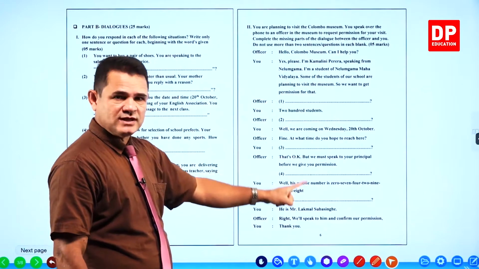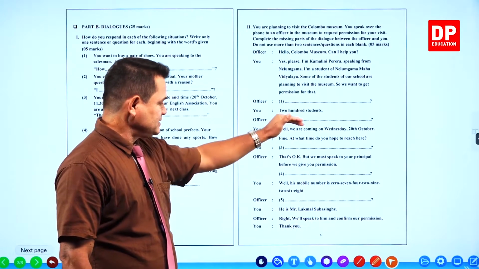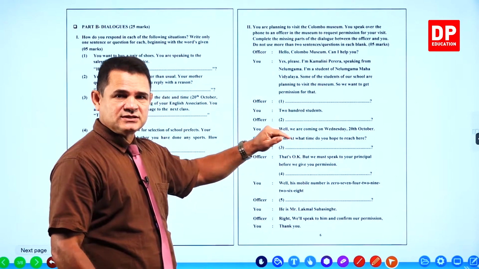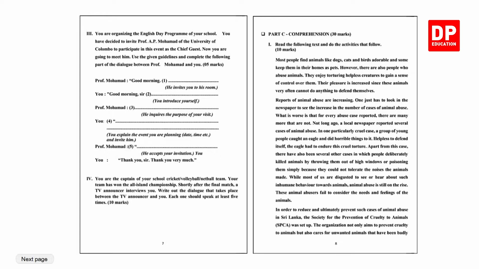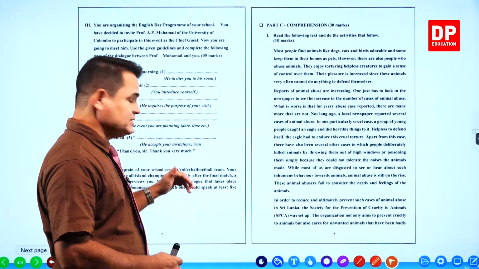and to fill in the blanks. So in this also there is a conversation, telephone conversation, so you have to fill in the blanks, and once again a dialogue, and there finally you have to write a free dialogue, a dialogue of your own. They have given the situation.